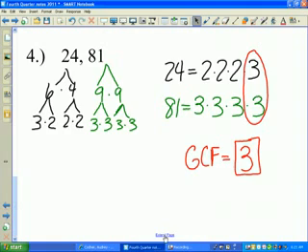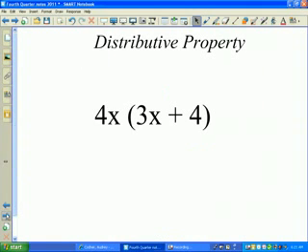Okay? So that was the warm-up. And a lot of people were doing very well with that. Now we're slowly getting into what we finally want to do, which is factoring. So the best way that I can think of to introduce it is to think about your distributive property.